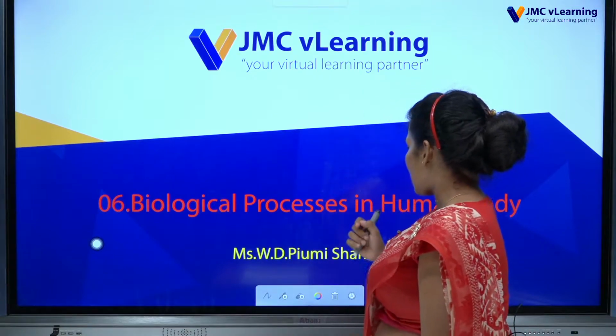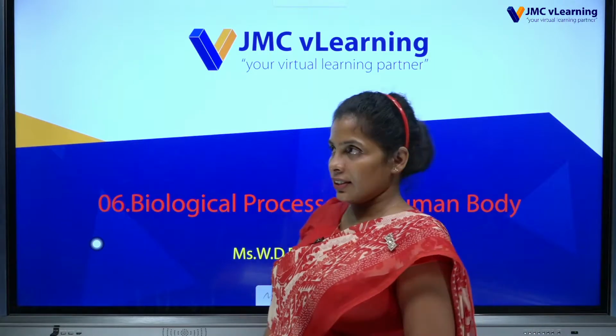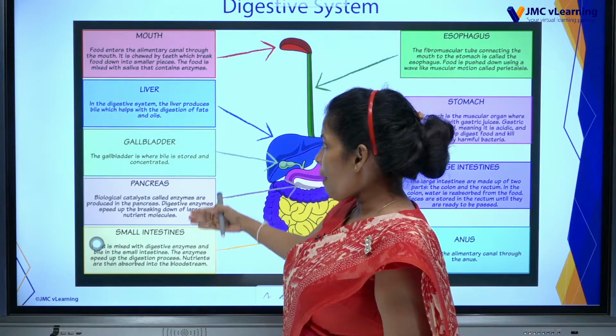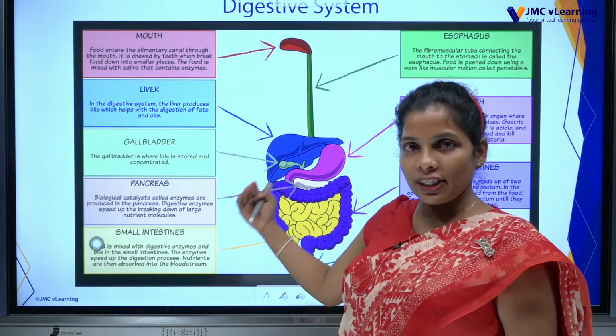Learning Program. This is the grade 11 lesson. The name of the lesson is Biological Processes in the Human Body. First we are going to discuss the digestive system. These are the parts in the digestive system, and one by one we are going to discuss them.